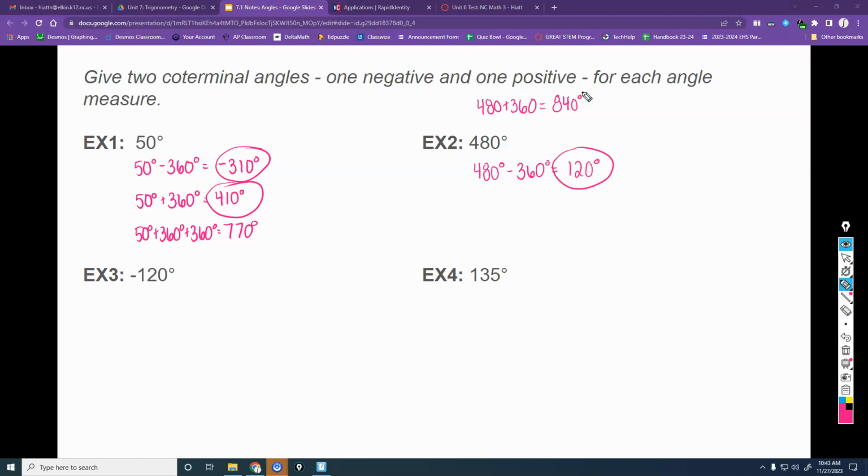And then, if I want to get to a negative coterminal angle, what am I going to have to do here? I'm going to have to minus 360 twice, right? So I could do 480 minus 360 minus 360, and that'll be negative 240 for that. Okay, try the next two on your own. Try finding those coterminal angles on your own.